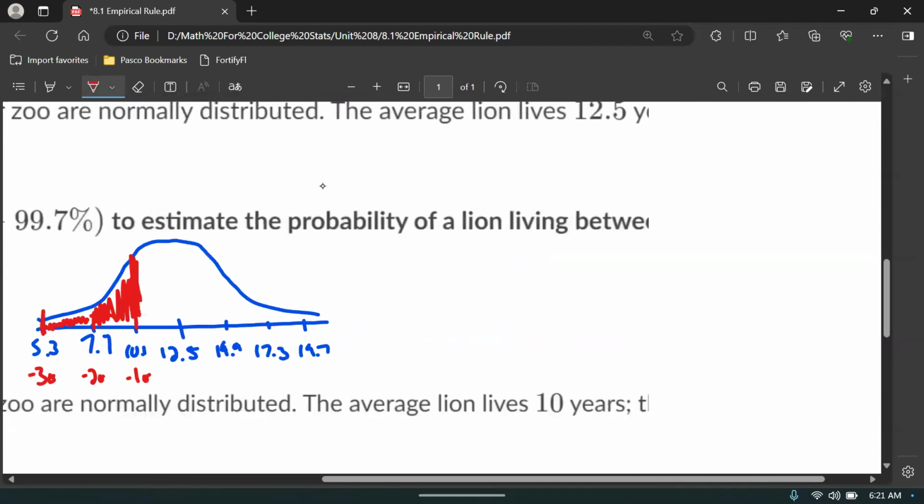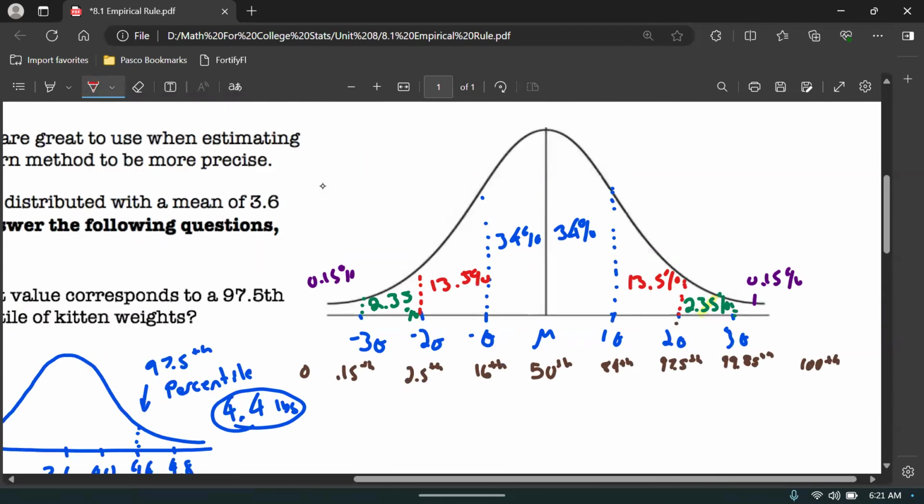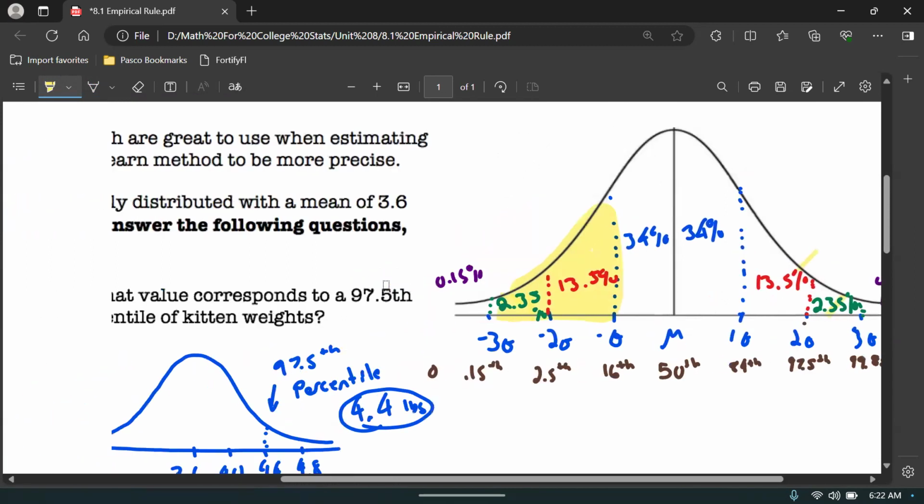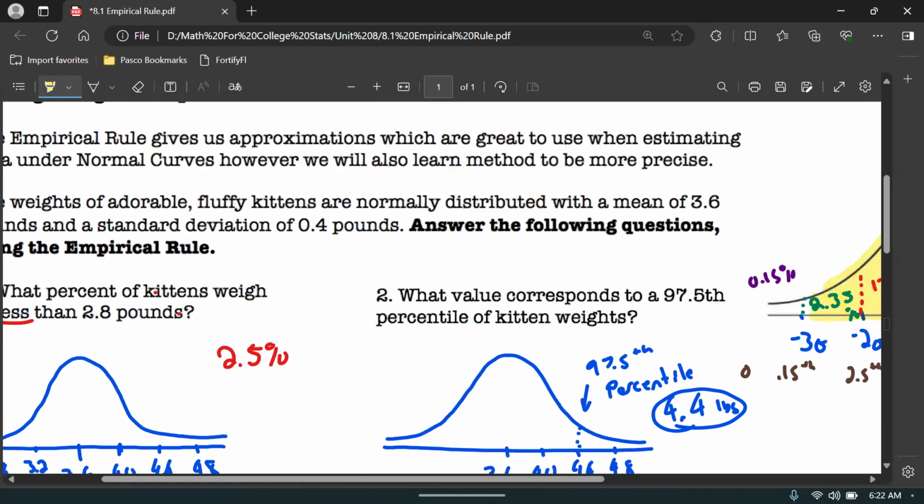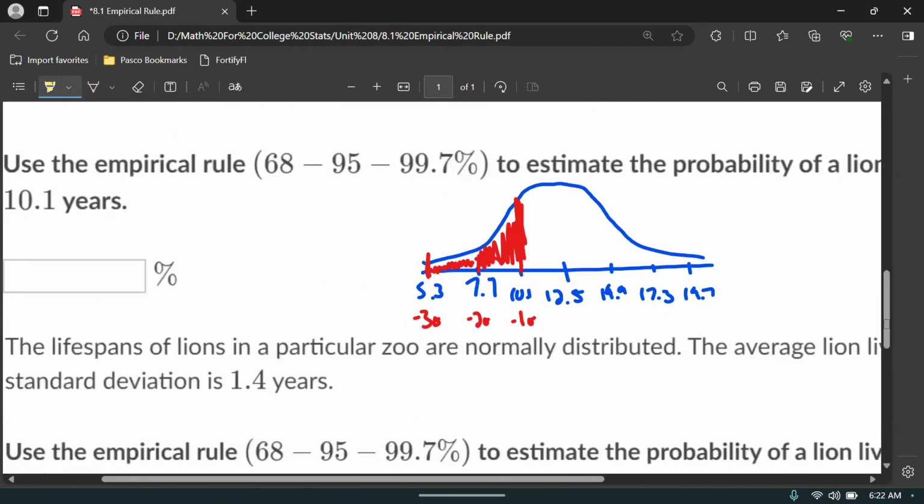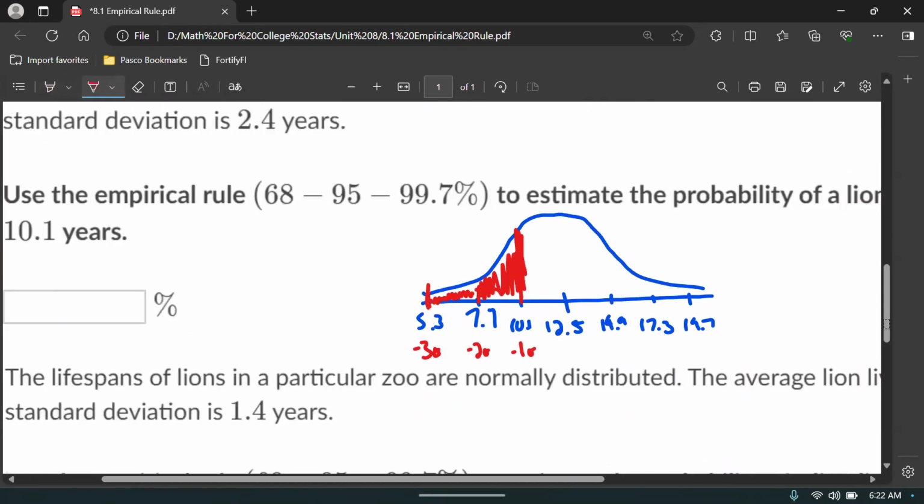So if we go back to our chart, that helps us out. That's going to be this region here, right? That's from the negative third standard deviation to the negative first standard deviation. So right in here, we have to add these two together. So it's 2.35 plus 13.5, which is 15.85. So our answer is that this would add up to 15.85.